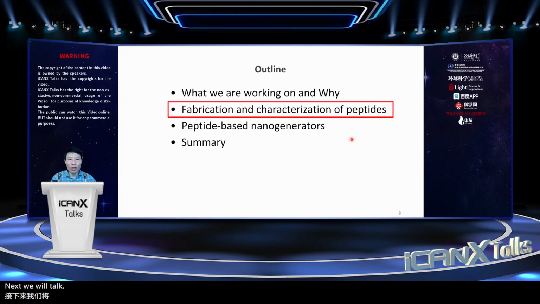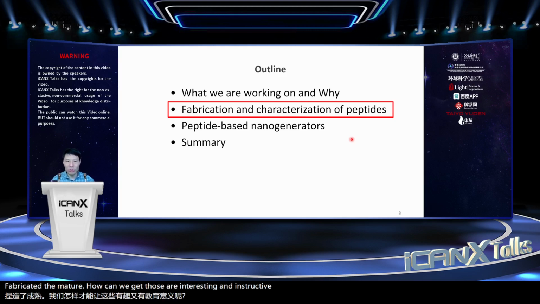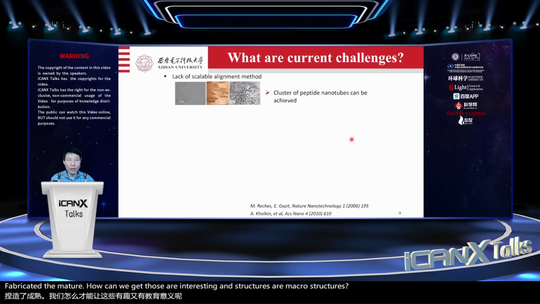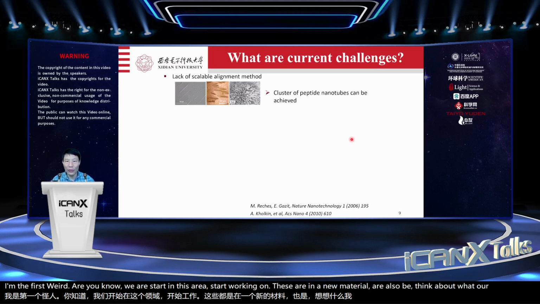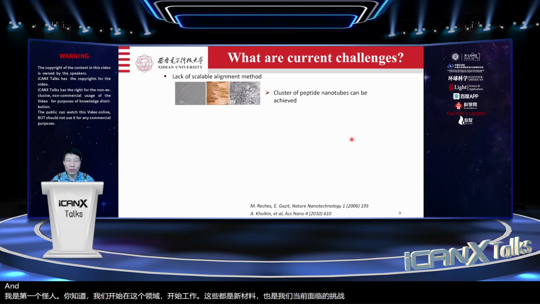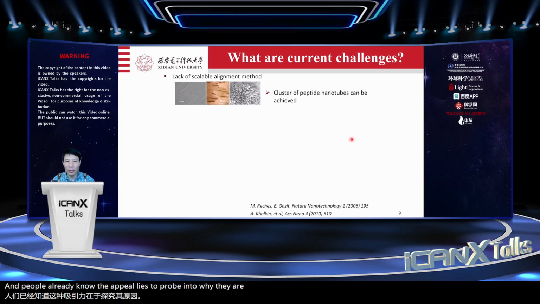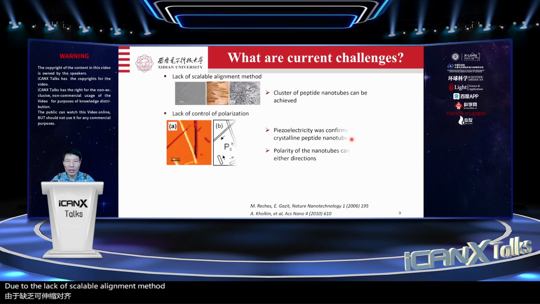Next, we will talk about the fabrication and the characterization of the material. Without the material, we cannot do anything. So first, we need to fabricate the material. How can we get those interesting nanostructures or macrostructures? When I started working on this new material, I thought about what the current challenges are. People already know the piezoelectric property. Why are there not many piezoelectric applications using these biomaterials? First is the lack of a scalable alignment method. And even if you manage to align them, there is still a lack of control of polarization.